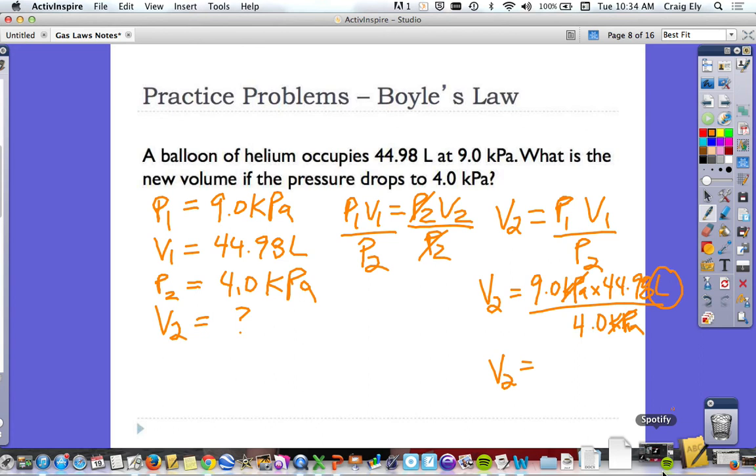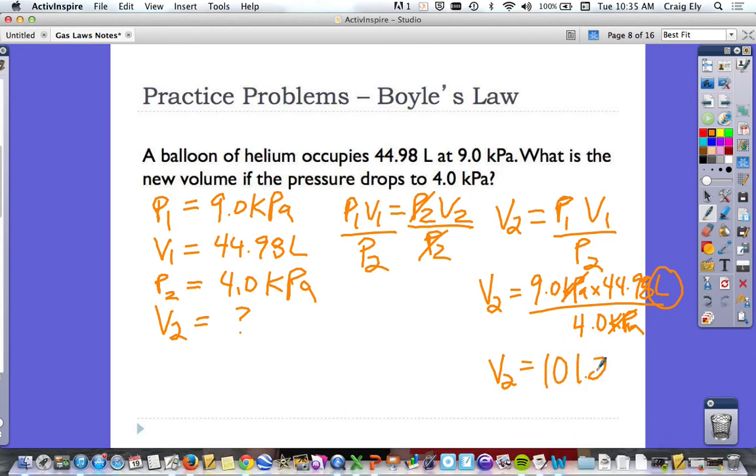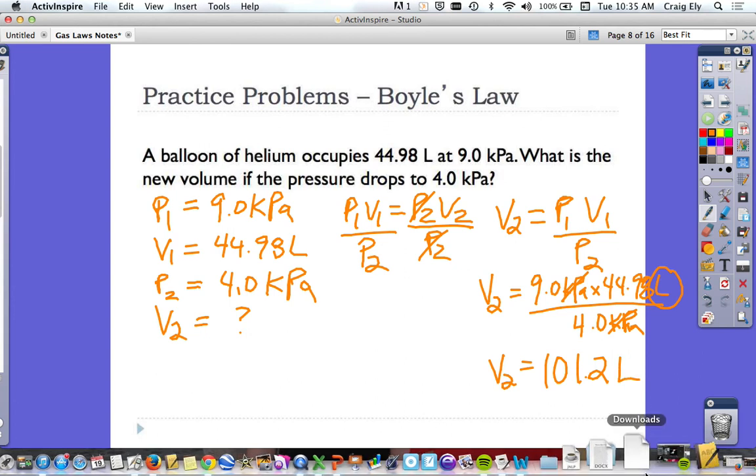Let me punch this in my calculator. 9 times 44.98 divided by 4.0 gives me 101.2, and liters is my unit of measurement. So that's Boyle's Law. Not too bad. Again, it's making sure that we know our units of measurement and what numbers to put in the right place in the formula, and there we have it.